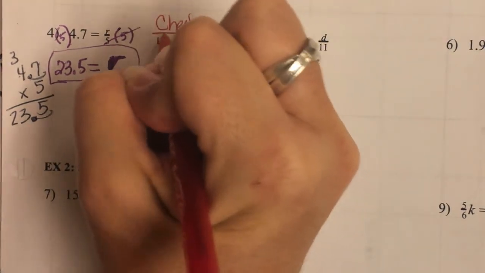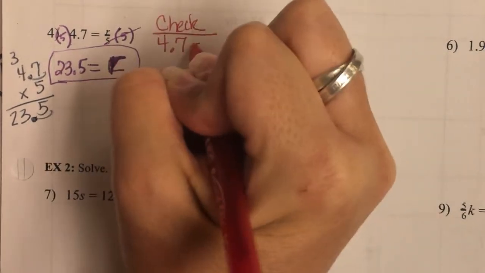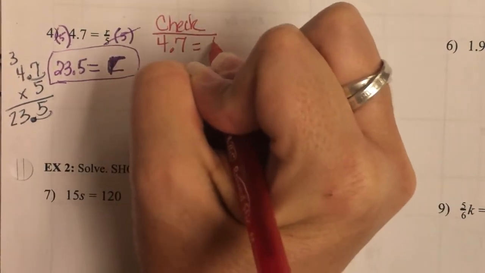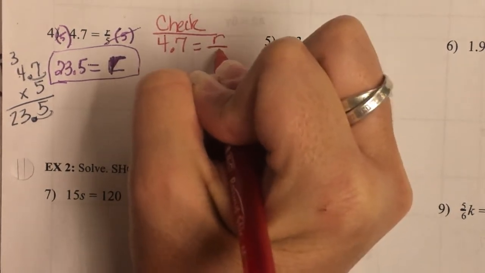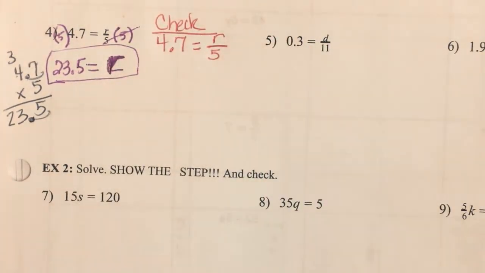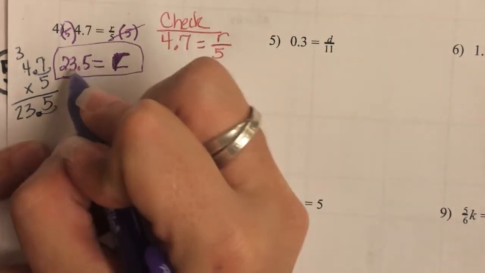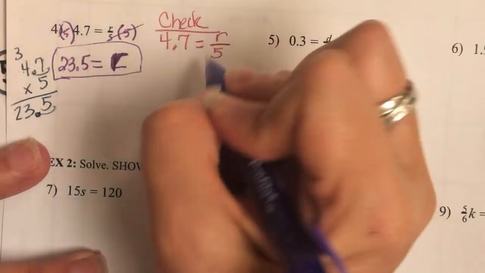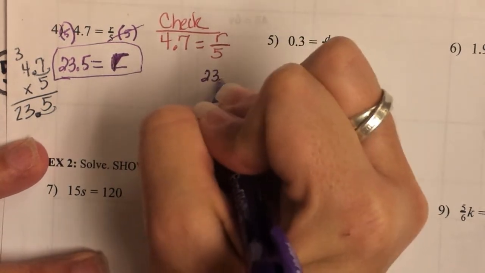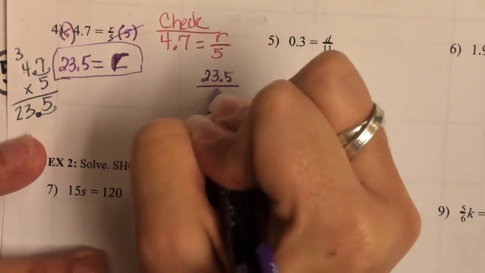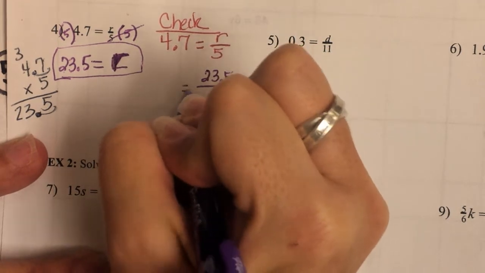Okay, I'm going to write the problem. And it is R over 5, okay? Now I'm going to fill it in. Over here, I said R was 23.5. So I'm going to put 23.5 over 5.